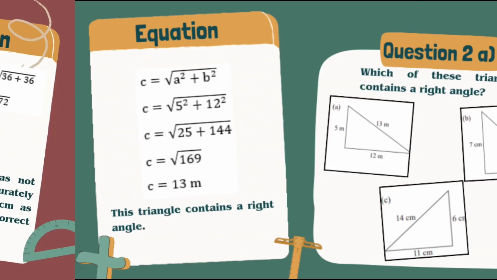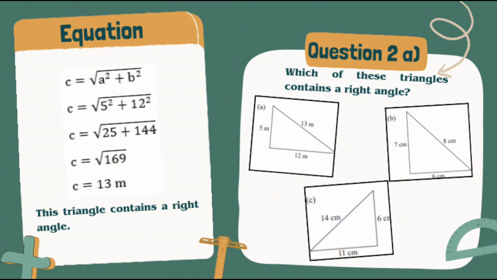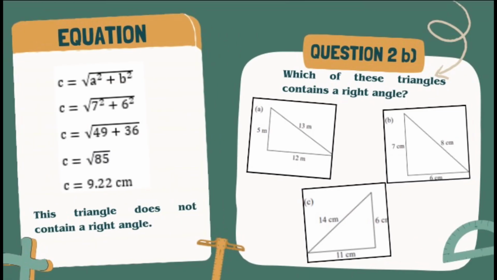square's diagonal line. For question 2, the Pythagoras theorem was used to determine whether the triangle has the right angle. Side A squared and side B squared must always equal side C squared. We will use the number given in the question to fill the Pythagoras theorem formula to calculate this. By adding 5 exponent 2 and 12 exponent 2, we will get 13 meters, which means triangle A contains the right angle. The same method was used for triangle B and C.